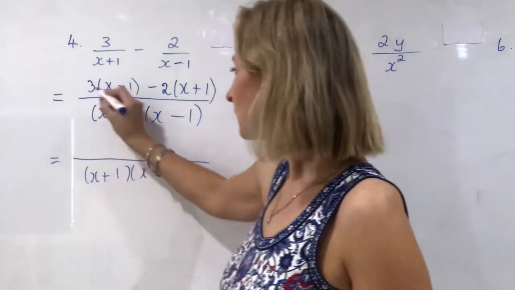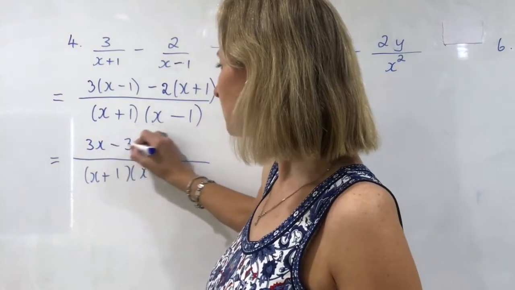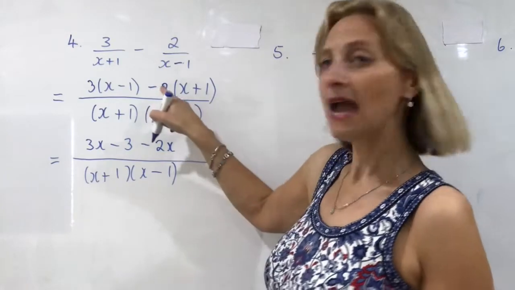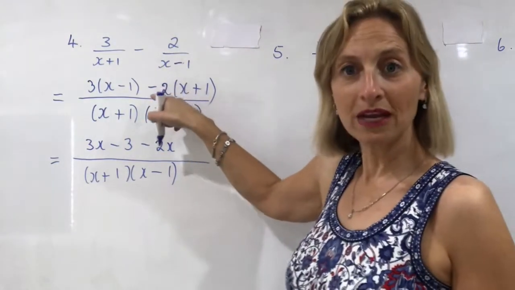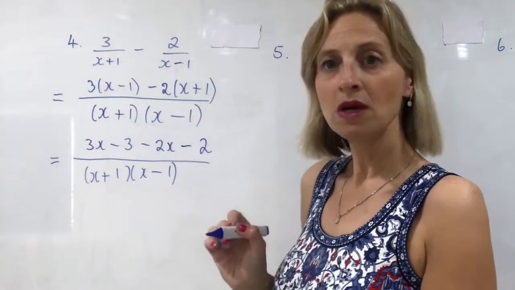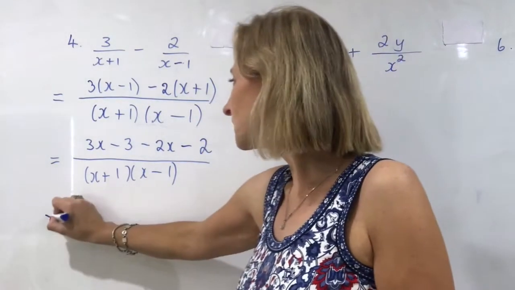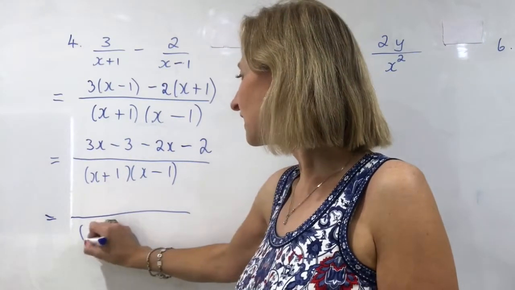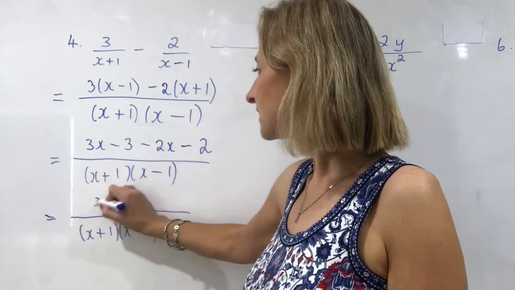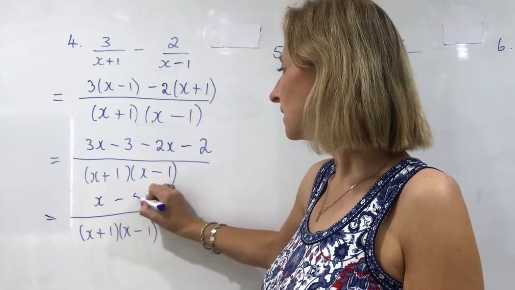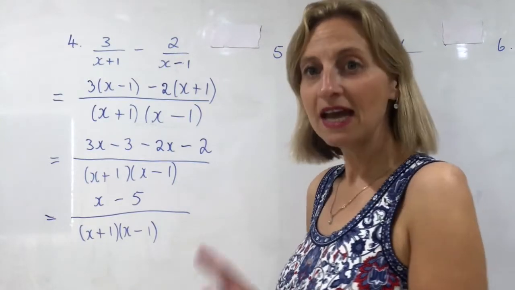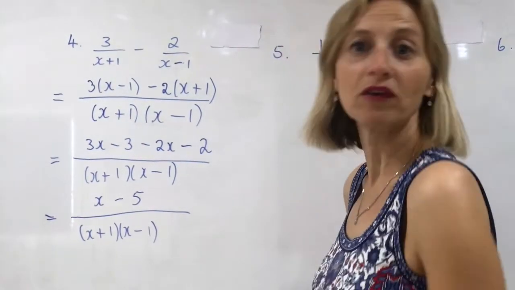3 times x is 3x, 3 times minus 1 is minus 3, minus 2 times x is minus 2x, and because we've put in brackets, we'll get it right with the minus in the middle. Minus 2 times plus 1 is minus 2, and now I need to collect like terms. My denominator doesn't change. 3x minus 2x is 1x, and minus 3 minus 2 is minus 5. Hopefully now you'll be starting to get the hang of it. Keep watching, and it will become clearer as we go along if it's not already.